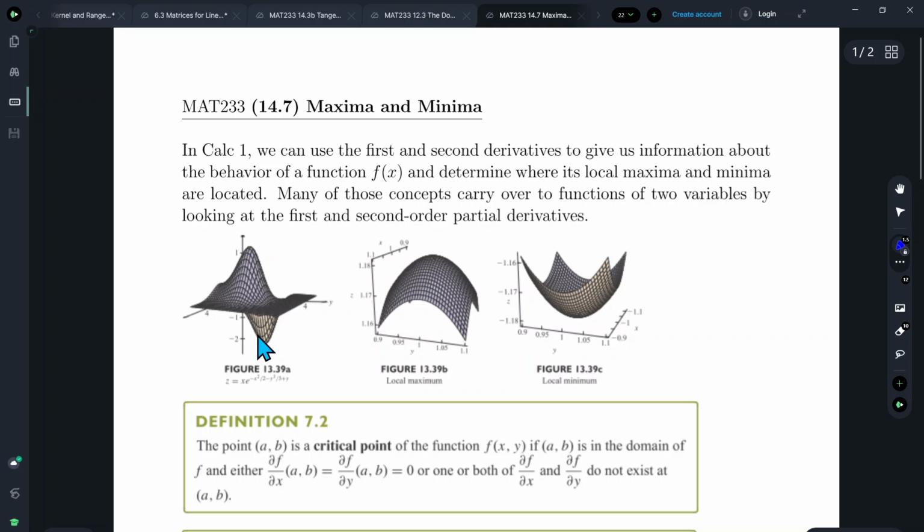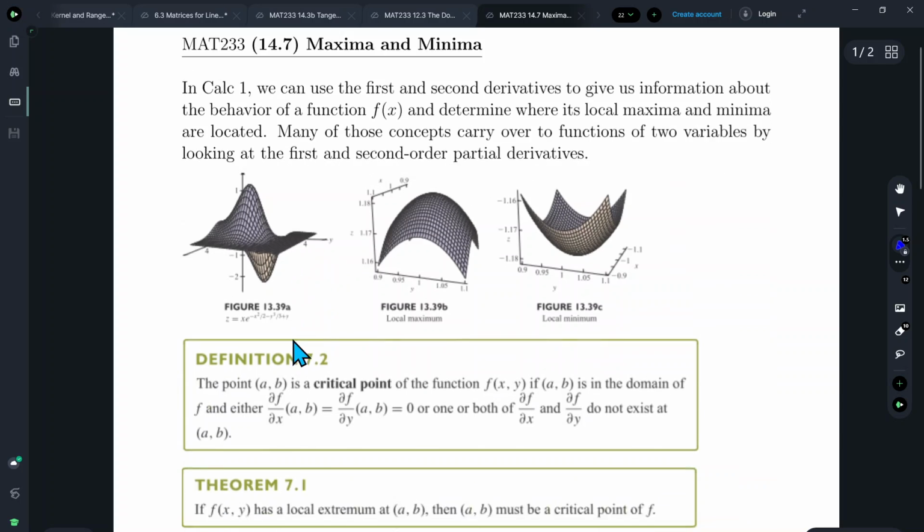Zooming into these two specific regions, typically in a graph, a local maximum should look something like this, where it's the top of a hill, and a local minimum should have a shape like this, so it's the bottom of a valley. So how do we identify these features in a graph?